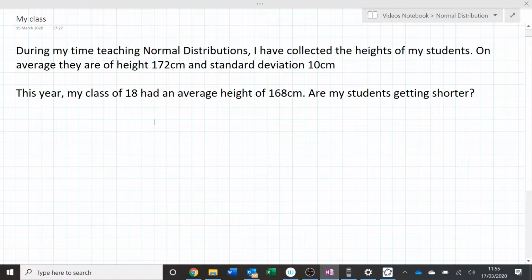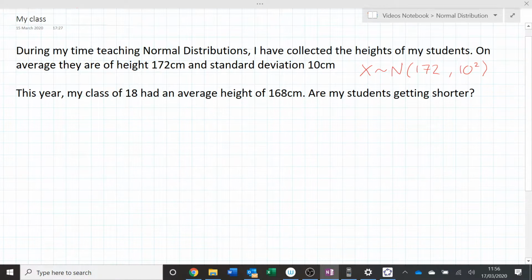During my time teaching normal distributions, I've collected the heights of my students. They've offered that data. I've anonymized it, so there's no GDPR problems. On average, across all the students I've taught, about 200 students, I get an average height of about 172 and a standard deviation of 10. So I'm saying that they have a normal distribution, 172, 10 squared.